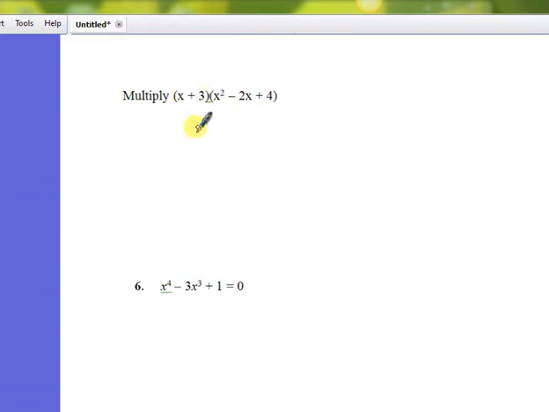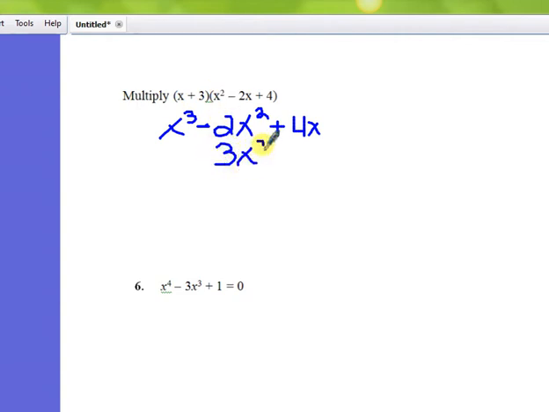X times x squared is x cubed, and x times negative 2x is minus 2x squared, and x times 4 is plus 4x. Now I'm going to move to the 3, and watch what I do on this one. 3 times x squared, I'm going to put it right here rather than putting it next to the 4, because these are like terms, so it's better if you line them up.